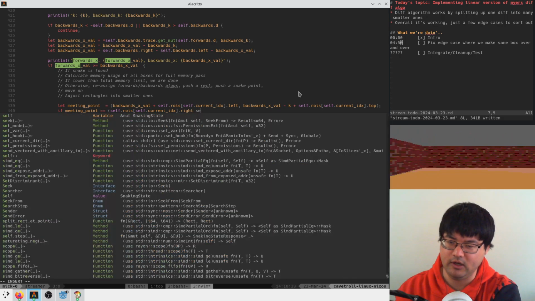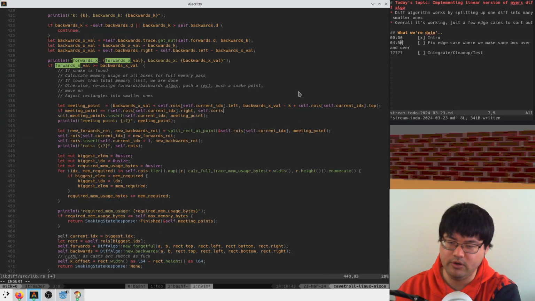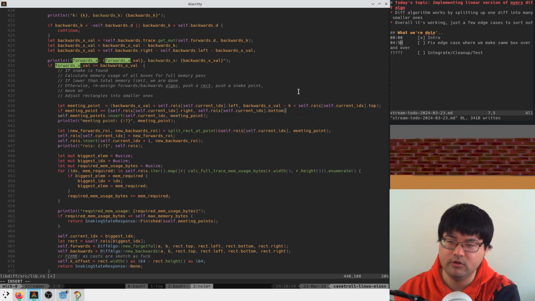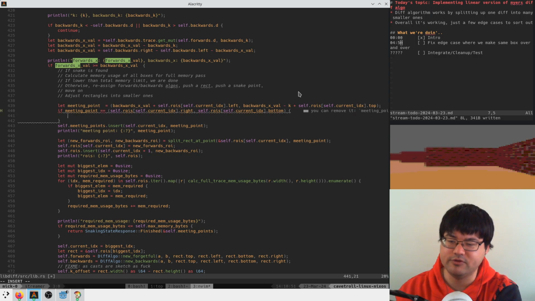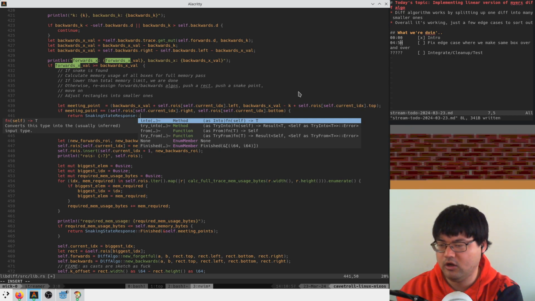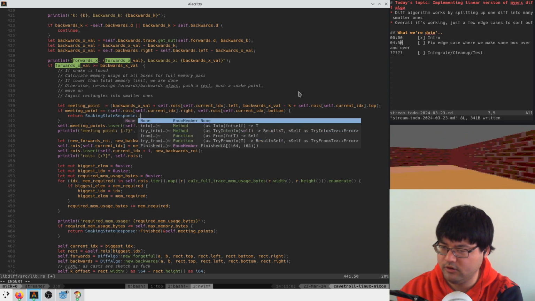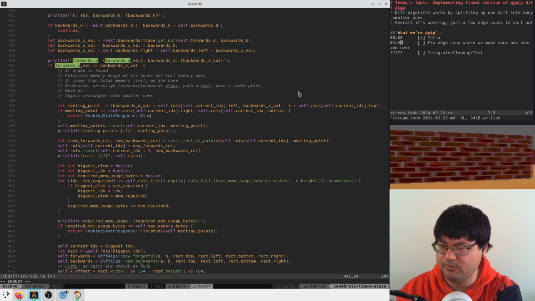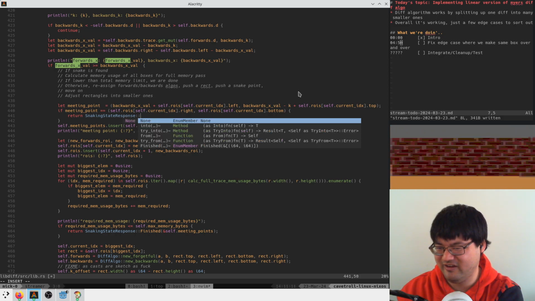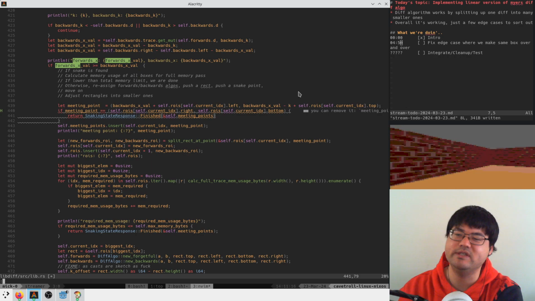So this is right and bottom. Self ROIs, self current index, bottom. So if these are the same, then we have to return something that's like no more minimal memory. Maybe we'll say that we're finished. We can say, hey, we are finished here.